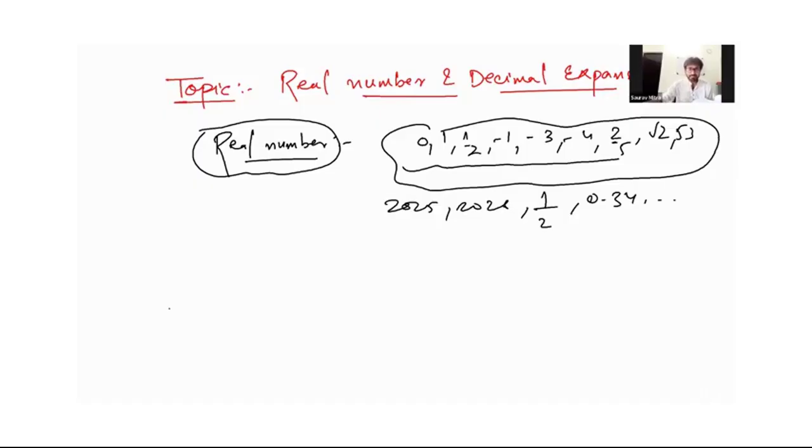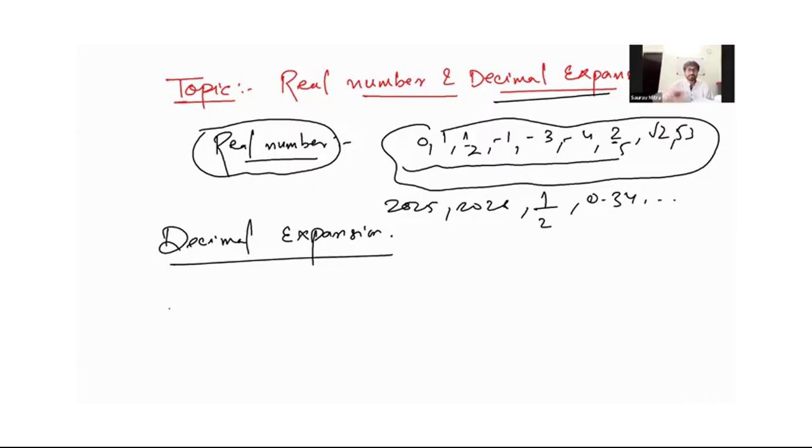And now we need to learn some decimal expansion. We need to find out the decimal expansions of some of the real numbers. Decimal expansion means representing a number like 0.4589, or 1.2316, or 22.1876. This type of representation we call a decimal expansion.